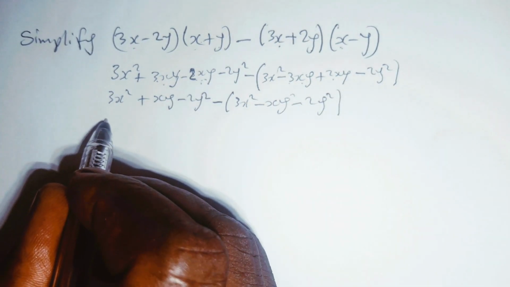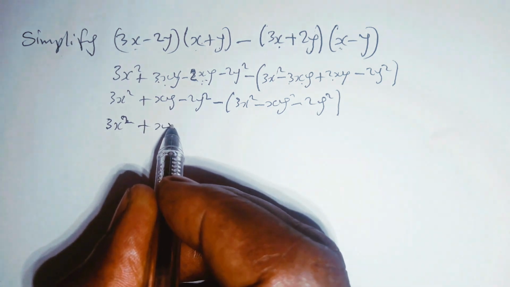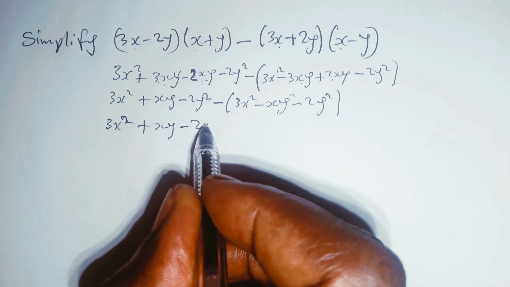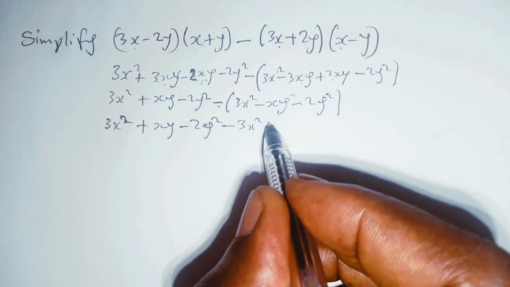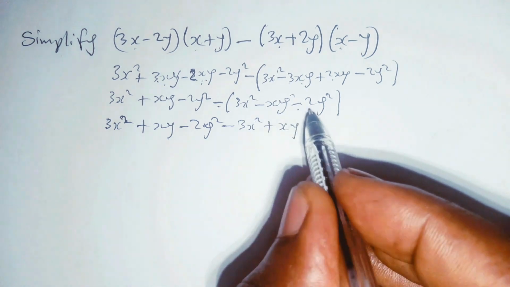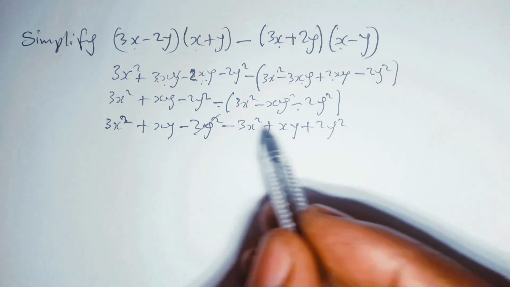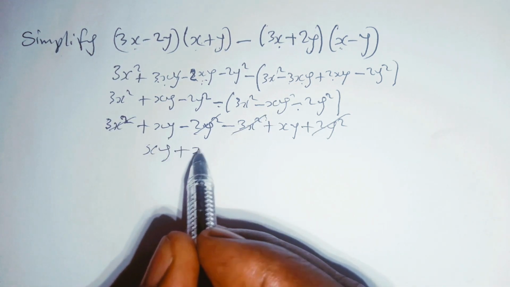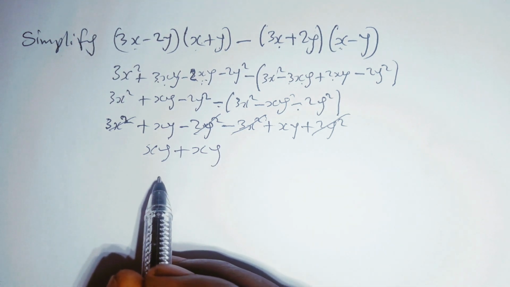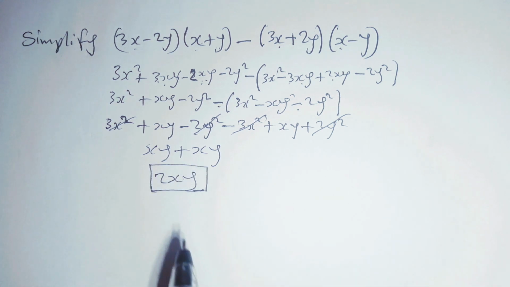Let's open the bracket so that we can finalize. x squared plus xy minus 2y squared, minus times this is minus 3x squared, minus minus is plus xy, minus minus is plus 2y squared. So by implication here, this will cancel this, this will also go with this. We are left with xy plus xy, and our final result will be 2xy. So this is how we solve this particular question.